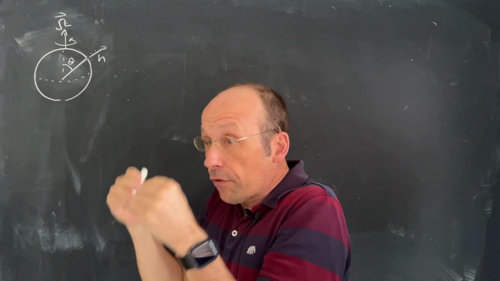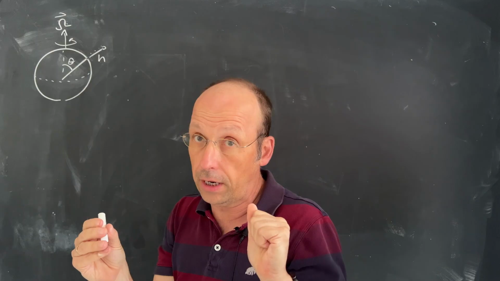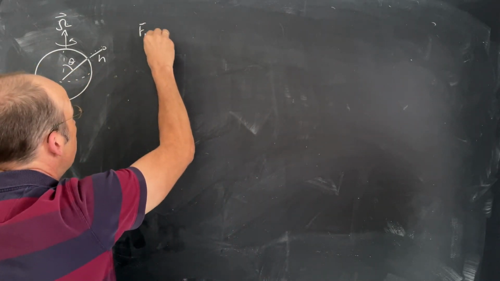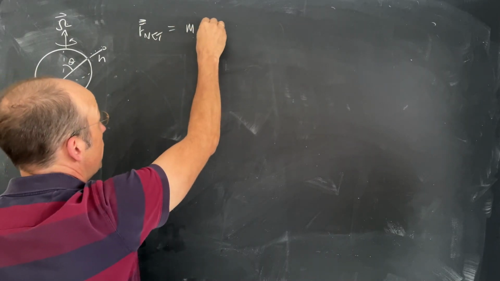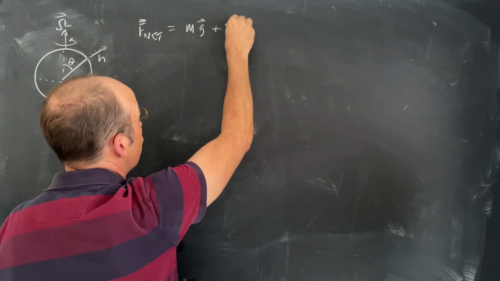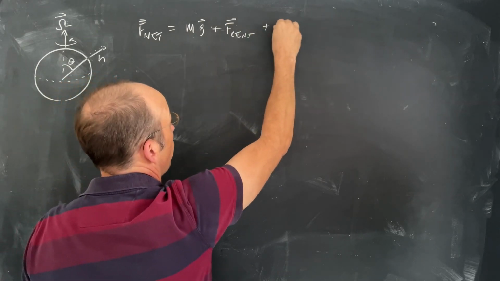So in the rotating reference frame, I have three forces on the ball after it's released. I can write F net is going to be the gravitational force, minus or plus the centrifugal force, plus the Coriolis force.